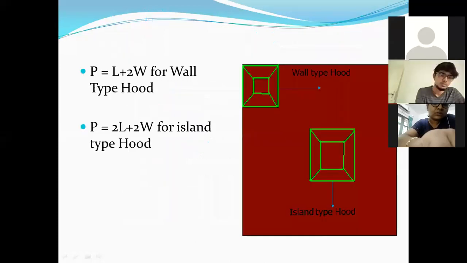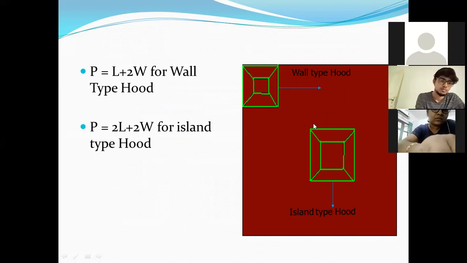So we have studied wall mounted as well as island type, right? When we are designing a kitchen hood manually, we have to know its perimeter. Okay. The perimeter, you know, is the addition of all the four sides. The addition of all the four sides.